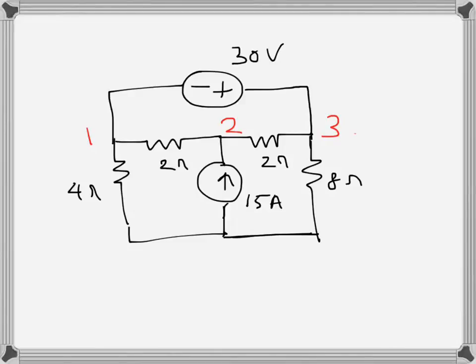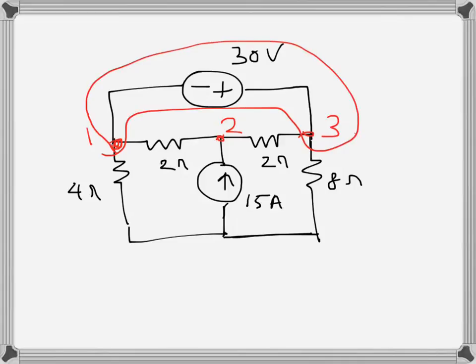I want to find the node voltages here, V1, V2 and V3. There is a super node, this one. So I will write KCL for this node. If this voltage is V1, this one will be V1 plus 30. So V2 is V1 plus 30.